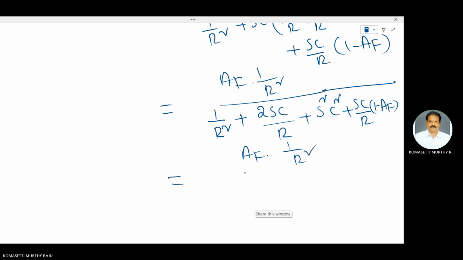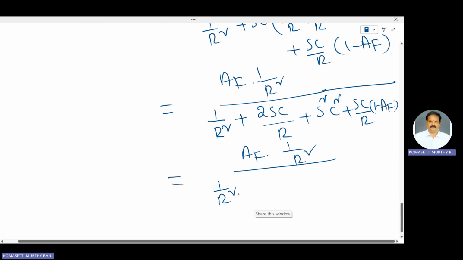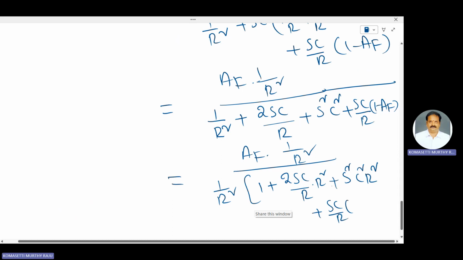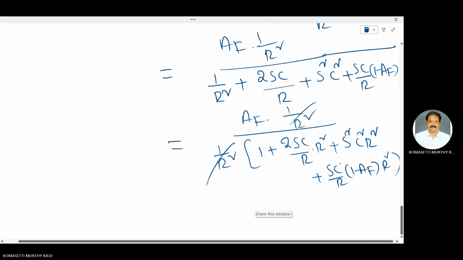AF 1 by R square. Here 1 by R square is the common term. 1 plus S square C square R square plus SC by R into (1 minus AF) into R square. 1 by R square and 1 by R square are cancelled. R here cancels.